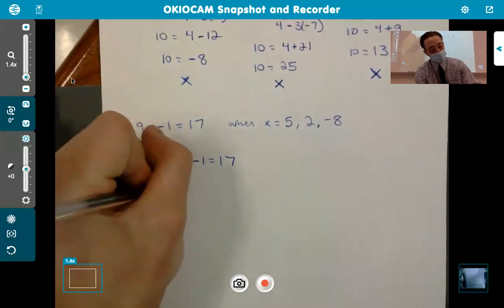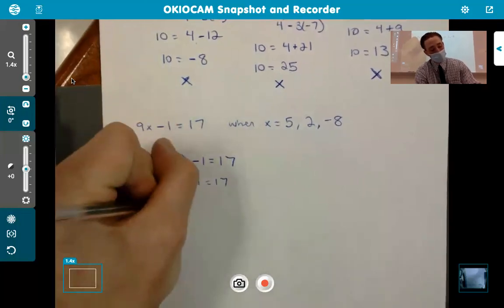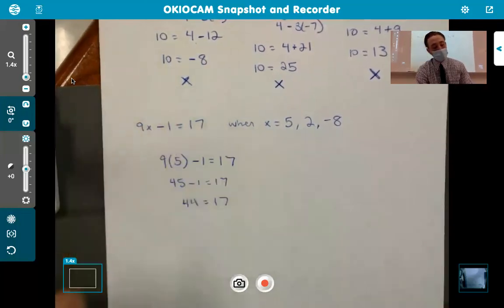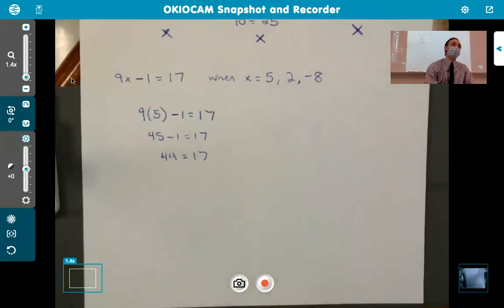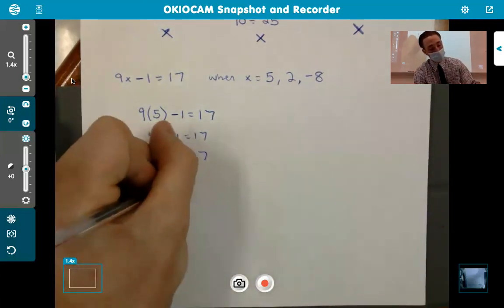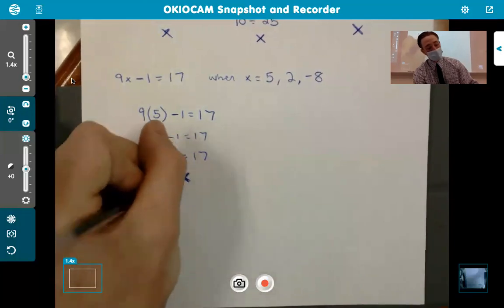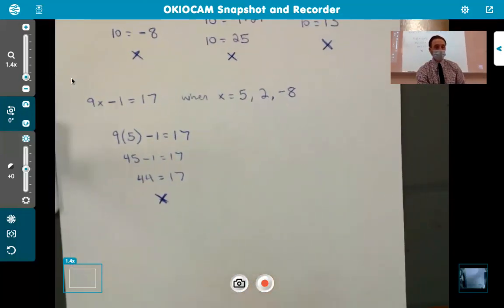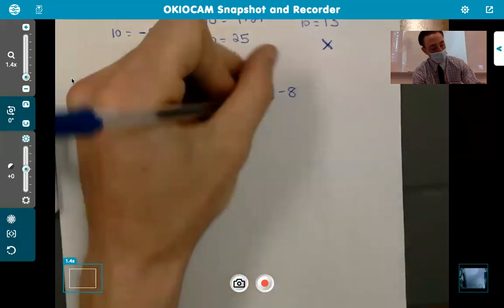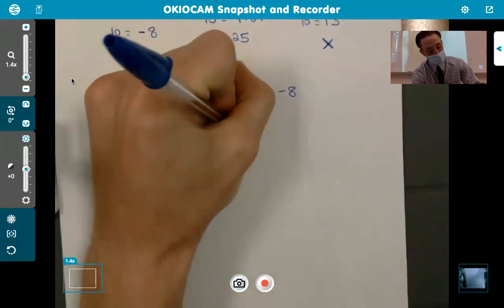44. So I have 44. Is 44 the same thing as 17? No. So then what would we say? What's that? It's not a solution. Well, what's not a solution? 5, right? The value that we plugged in is not a solution. So no, this isn't a solution. Let's move on to the next value.